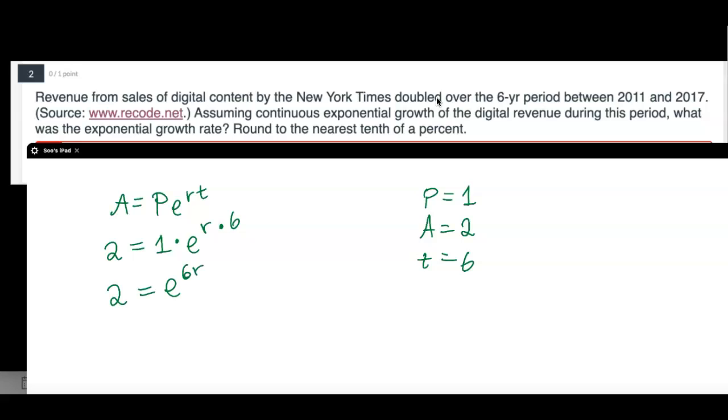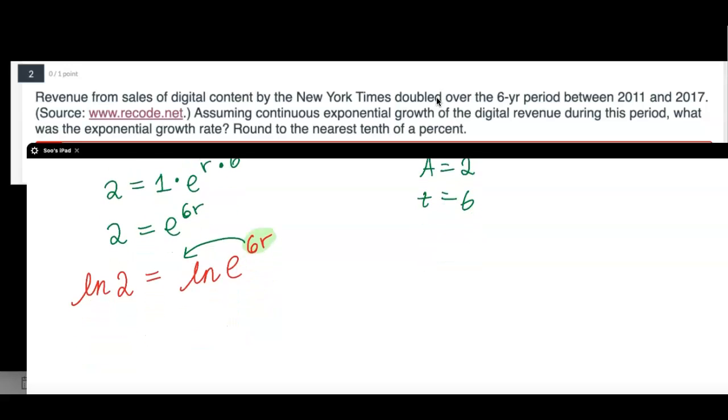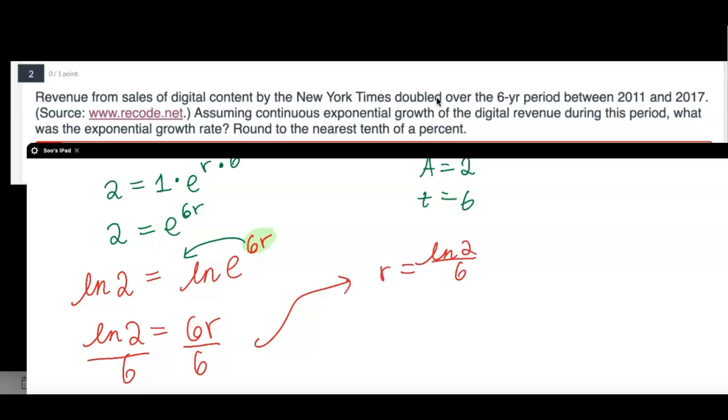Okay, let's solve this. I can take the natural log of both sides. Natural log of 2 equals natural log of e raised to the 6r. Let's bring down that 6r to the front. If I do that, I get natural log of 2 equals 6r, and the natural log of e is just 1, so we don't have to write that again. Let's divide both sides by 6. The rate is equal to natural log of 2 divided by 6.